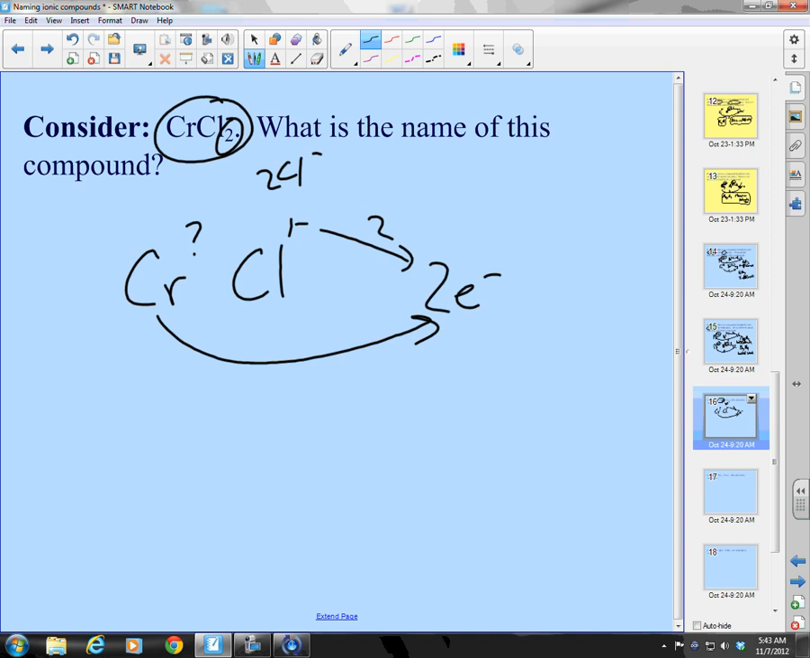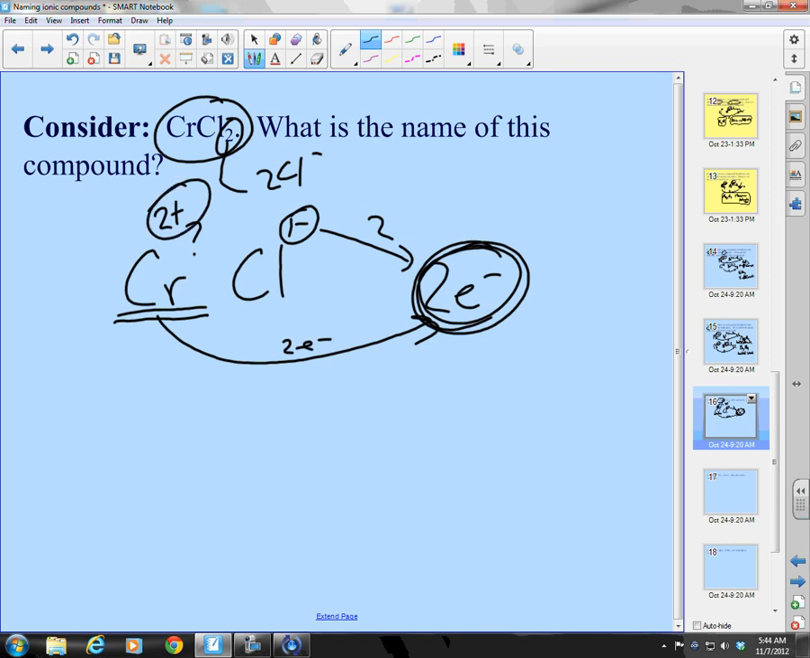So what if 2 electrons are lost from my chromium, then what is the charge of my chromium? It is 2+. You guys follow how I did that? Each chlorine uses 1 electron, and I have 2 chlorines, so that means 2 electrons have to be available. And where do those electrons come from? They come from my 1 chromium. And if 1 chromium loses 2 electrons, then it gains a charge of +2.